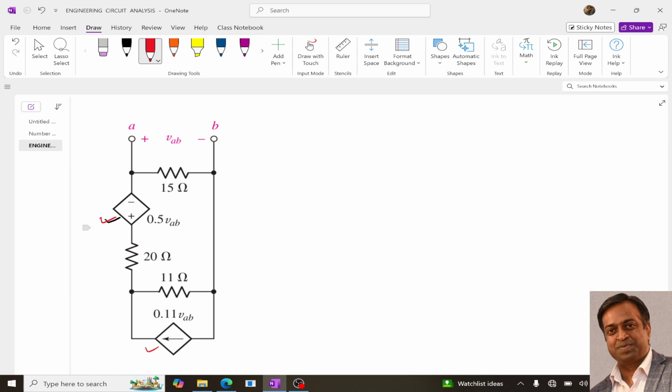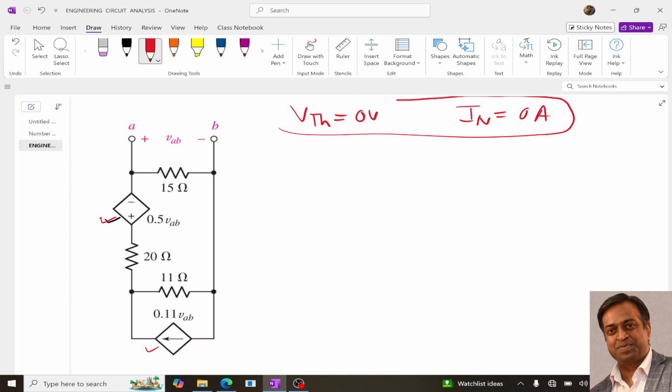And as I told you in one of my videos, if the circuit consists of only dependent sources, in that case our Thevenin voltage will be 0 volt and our Norton current will be 0 ampere always, right? So we do not need to solve anything. Straight away we can write that Thevenin voltage is 0 and Norton current will be 0, right? So overall we need to determine the value of RTH, which is equal to RN. So this value we need to identify.